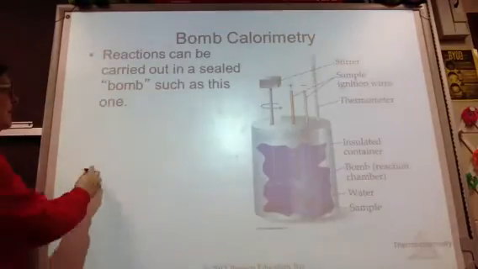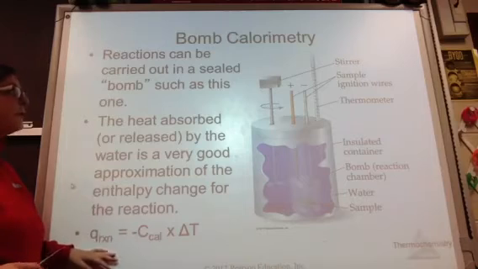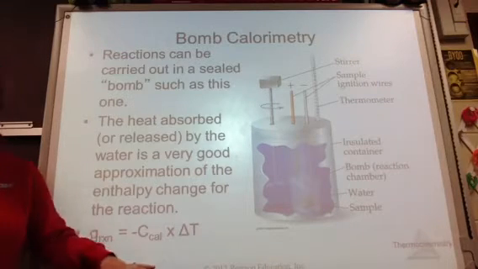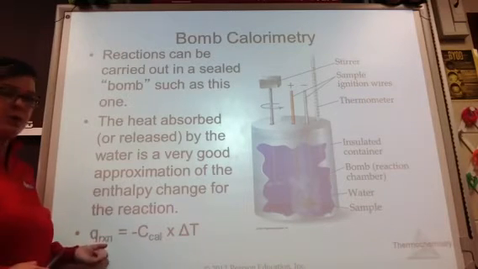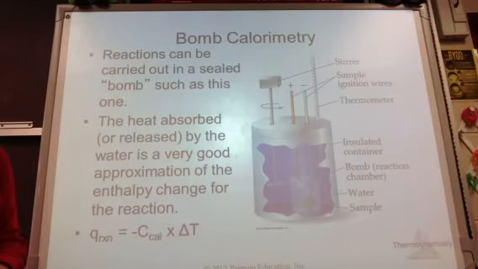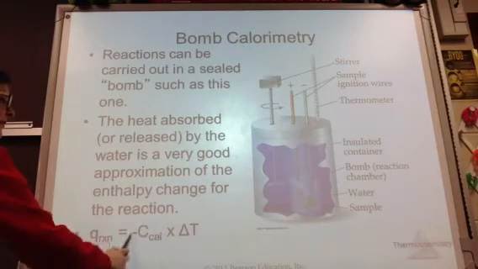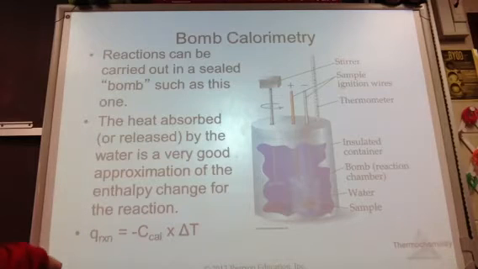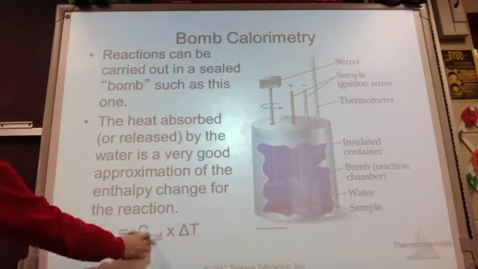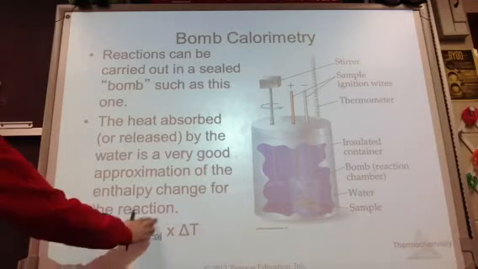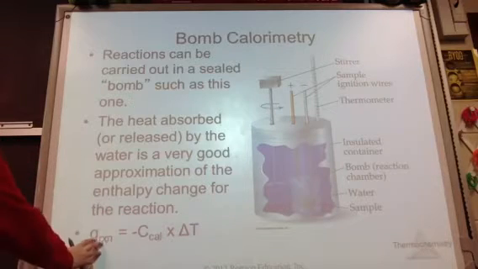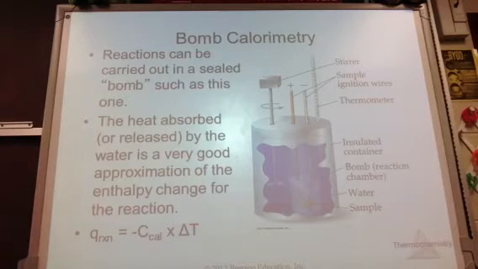Q reaction for a bomb calorimeter will be Ccal times my change in temperature. So I have my Q, which we know is the same thing as delta H, right? And that's going to be equal to Ccal, which is just a constant. Typically, this constant will be given to you. When we did our lab, we had to find that constant, and we did that for our styrofoam cups in part A of our lab. And then our change in temperature will give us our Q, or our heat flow.